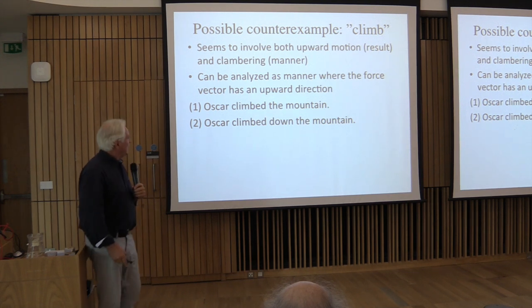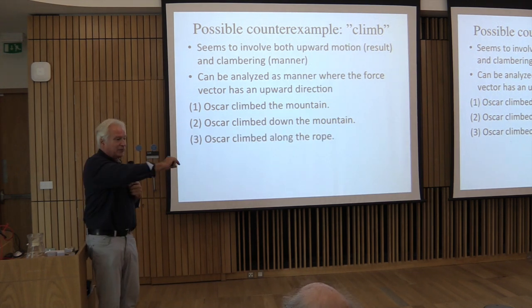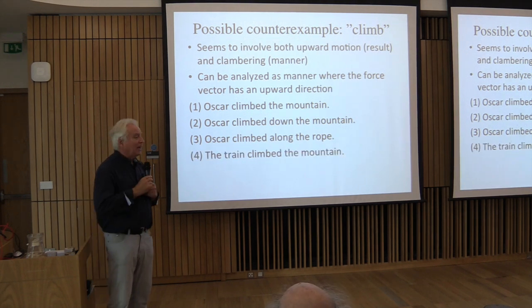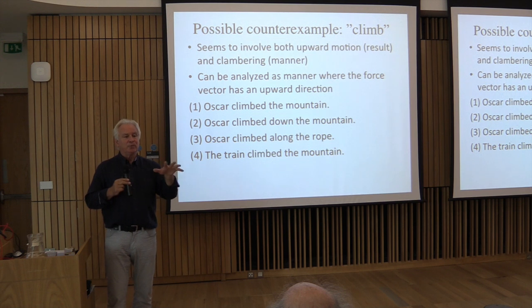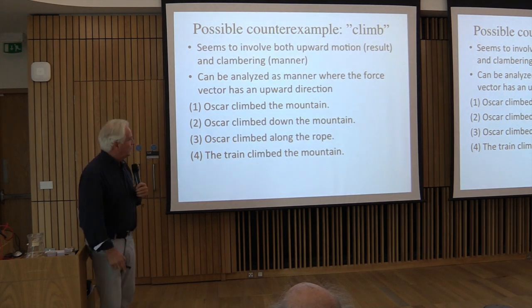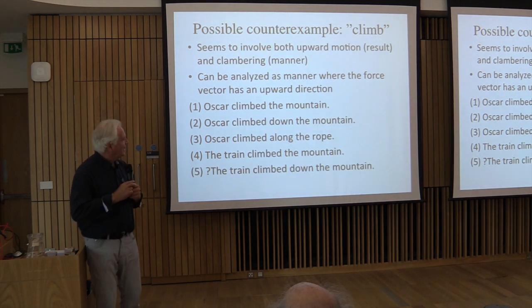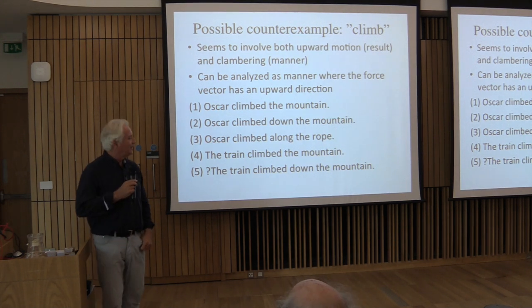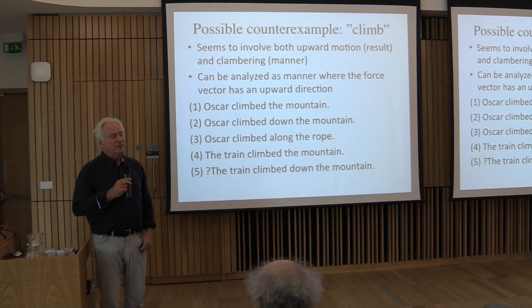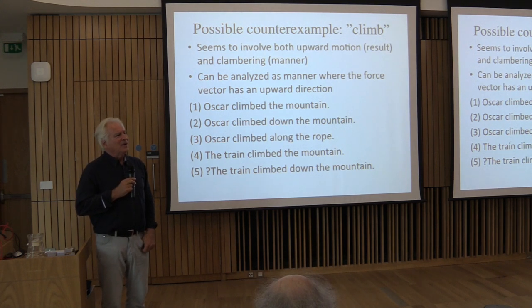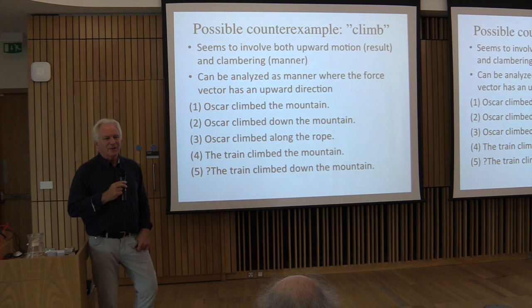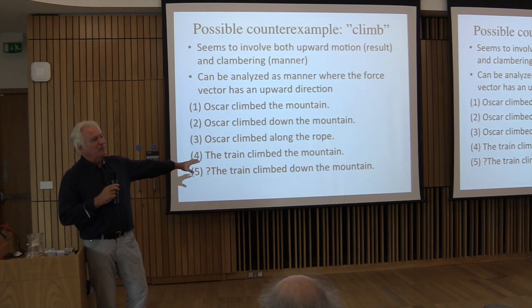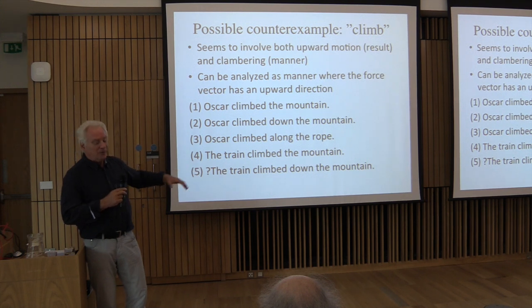Otherwise you would fall. Oscar climbed along the rope. You can climb vertically. The force is still directed upwards. You can say the train climbed the mountain because there is still a force pushing the train up the hill. But the train climbed down the mountain is odd, at least. I don't know about your English, but it is odd. Because if it's climbing down, it's maybe braking its way down the mountain. And there is an upward force in its braking. It's not exerting an upward force in going down the mountain. So you can't do that.